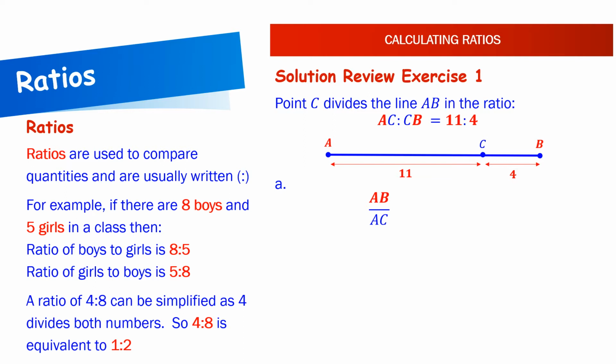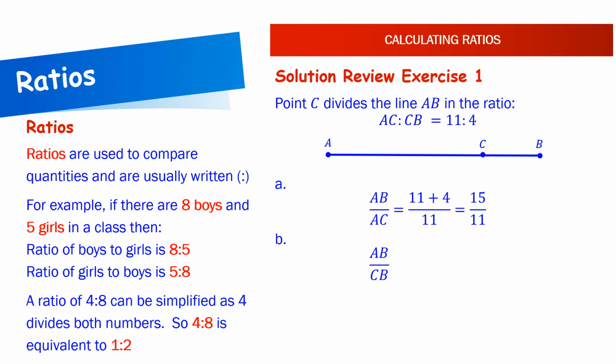AC to CB is divided 11 to 4. So AB is the complete length. In other words, 11 plus 4. I'm using the word length with some caution because we're working with ratios. And AC, or the length in inverted commas of AC, is equal to 11. So AB over AC is equal to 15 over 11.